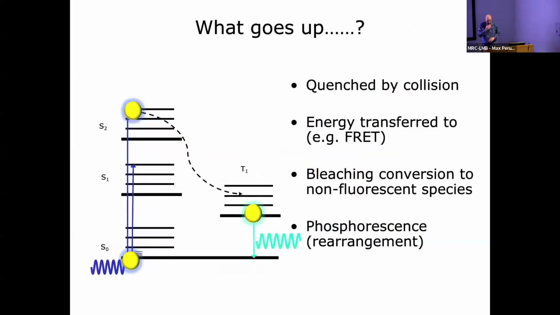Right. Okay, not everything goes up, so fluorescence may not come out. You may get quenching, or you may get energy transfer by FRET. We've seen in STORM that you can get bleaching, and of course, in STORM microscopy, that's very useful. But in our systems, getting bleaching, if you're doing single molecule work, isn't great. And if you get rearrangements, then you get phosphorescence.